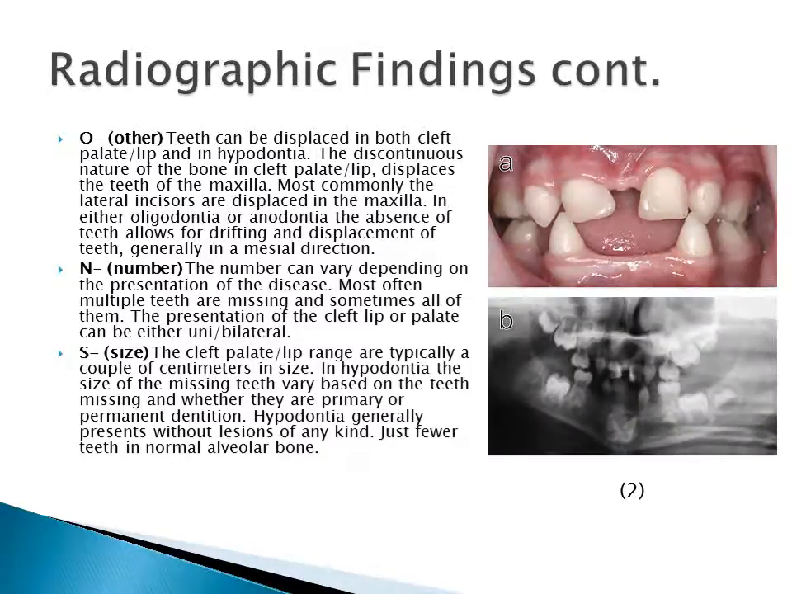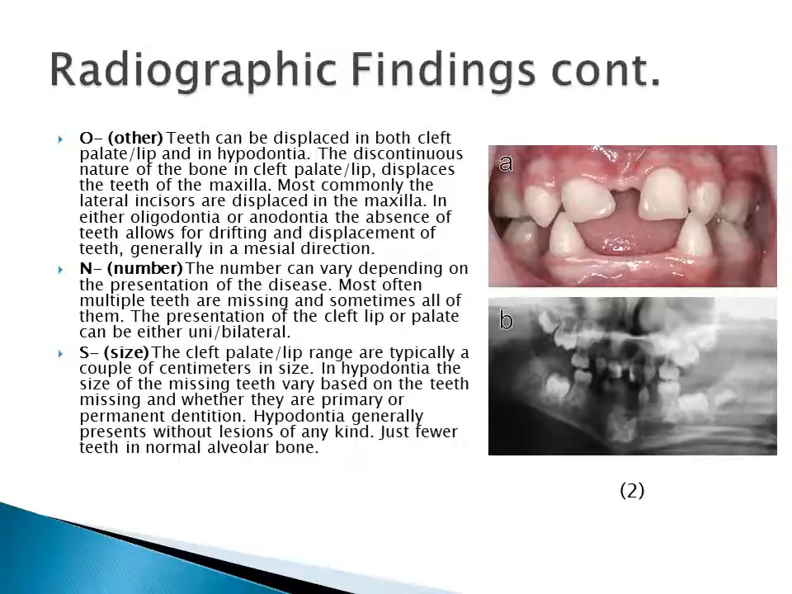Other: teeth can be displaced in both cleft palate or lip and in hypodontia. The discontinuous nature of the bone in cleft palate or lip displaces the teeth of the maxilla. Most commonly, the lateral incisors are displaced in the maxilla. In either oligodontia or anodontia, the absence of teeth allows for drifting and displacement of teeth, generally in a mesial direction.